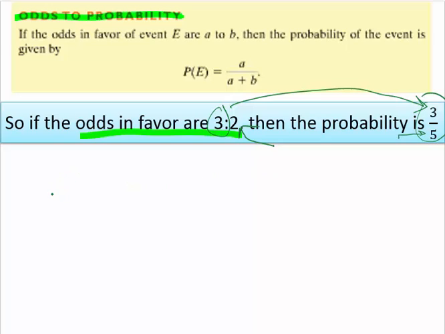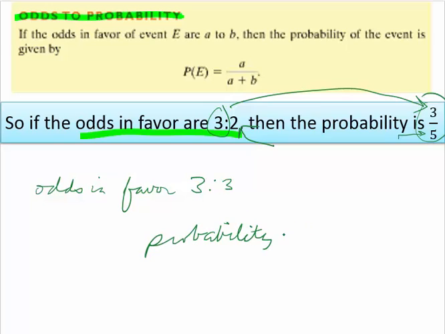So if I said something like odds in favor of rolling an even number on a die. Okay, what's the odds in favor of rolling an even number on a die? Well, it's 3 to 3, or 1 to 1 if you reduced it. Okay, what's the probability of rolling an even number on a die?